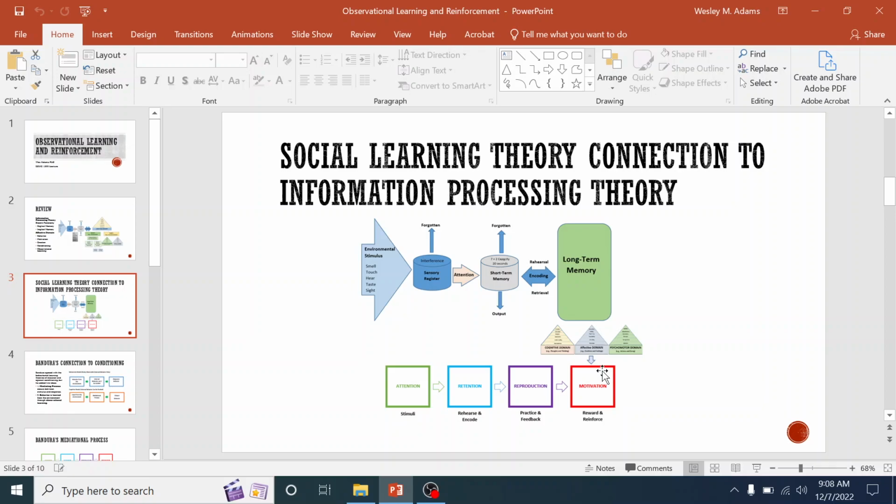Now, something that is not included in information processing, but Bandura added in to his mediational process of social learning theory, was motivation. And that's going to connect us to the second day of the week, and even conditioning, because we're going to talk about reward and reinforcement. How does reward help reinforce behaviors? And how does that affect, or how does motivation affect learning?